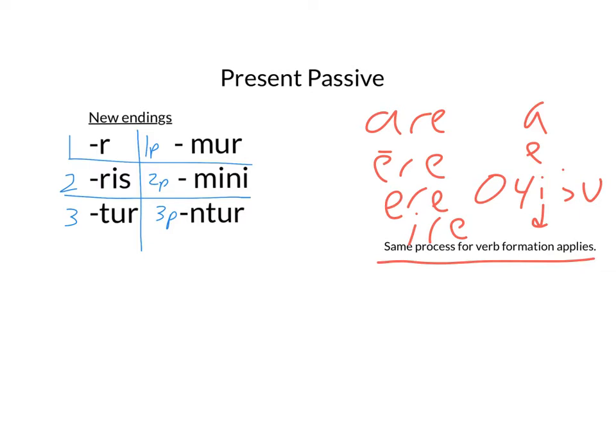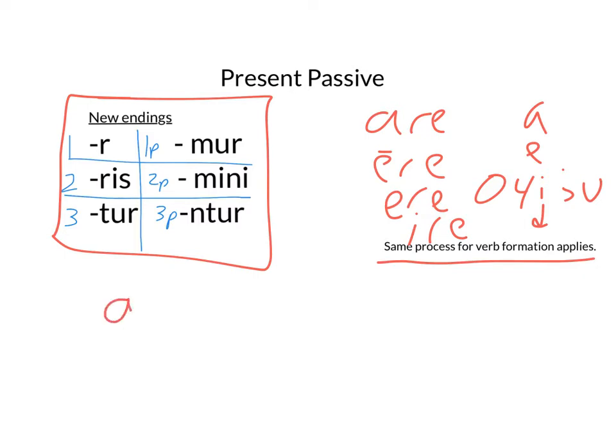If you need to go over those again, there's a video on verb conjugation on my channel. But we do have new endings. That's going to be the key here. So instead of the active endings, like O, S, T, MUS, TIS, NT, we are now dealing with R, RIS, TUR, MUR, MINI, NTUR. And so we can imagine our active amat.